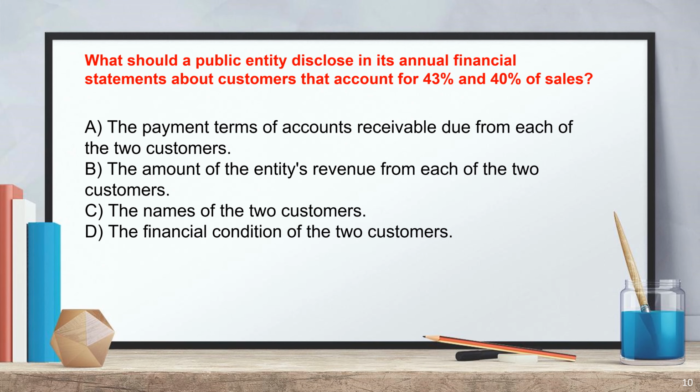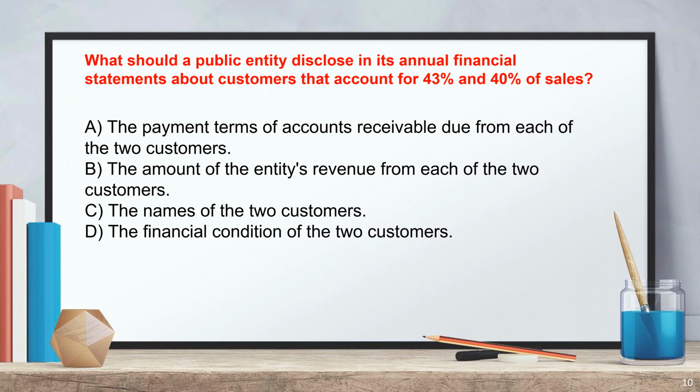Question 6. Which statement is correct concerning financial statement disclosure of accounting policies? The answer is B. Disclosure of significant accounting policies is required and is a critical part of the financial statements, providing clarity and context for users.